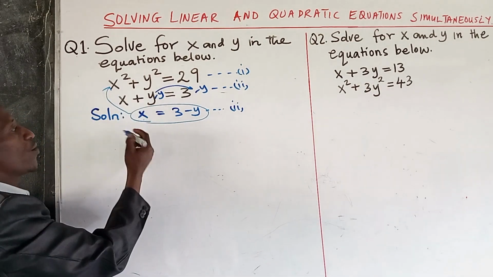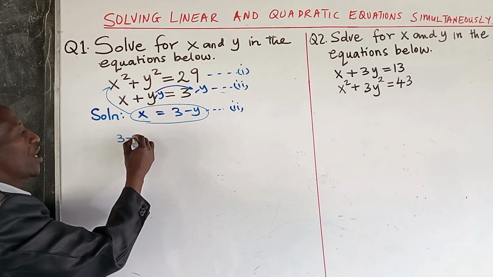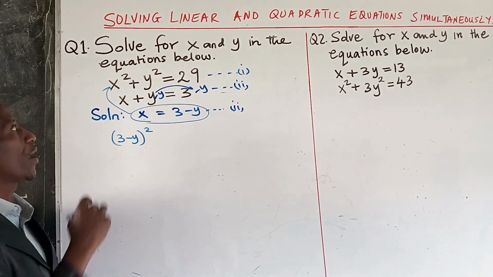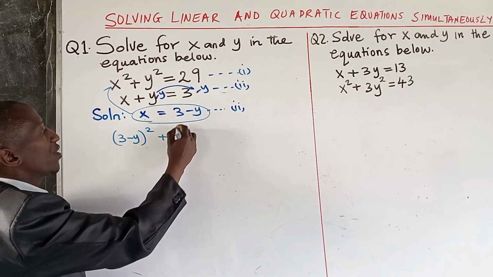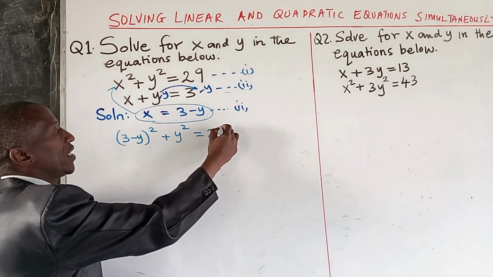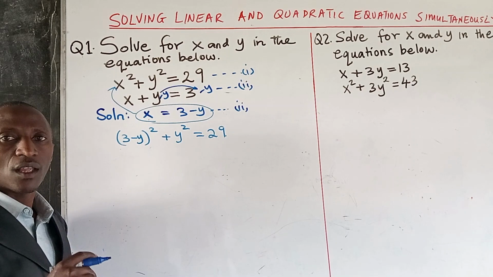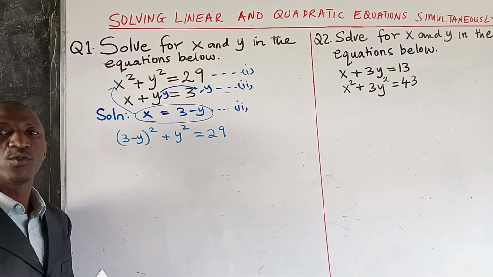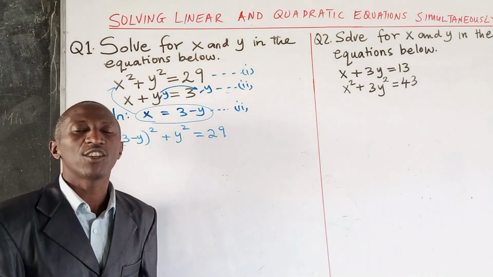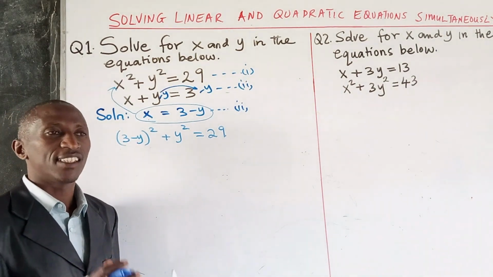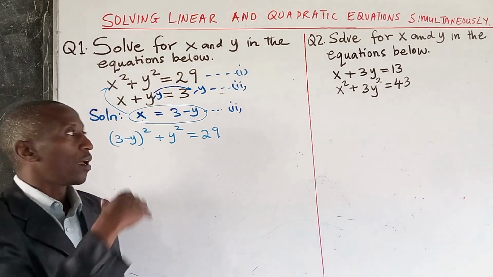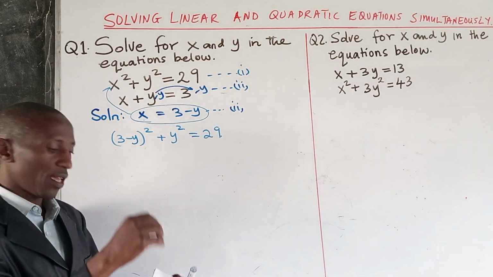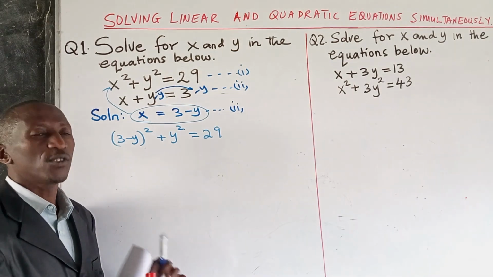So our x squared will now be (3 minus y) squared. (3 minus y) squared plus y squared is equal to 29. Viewers, at this point, a learner may decide to use the quadratic identities in opening the brackets, or the learner may decide to use the expansion approach. Let us use the identity.